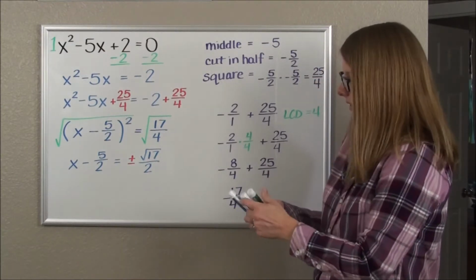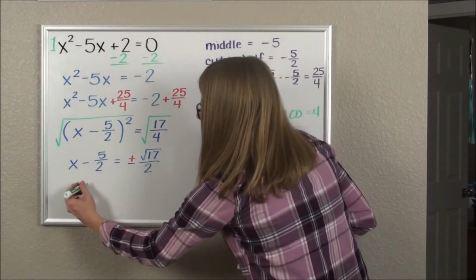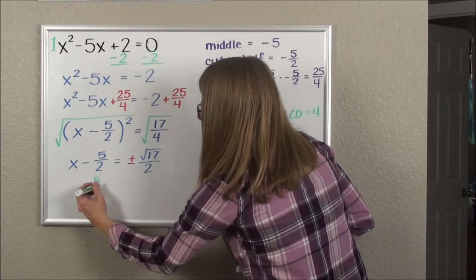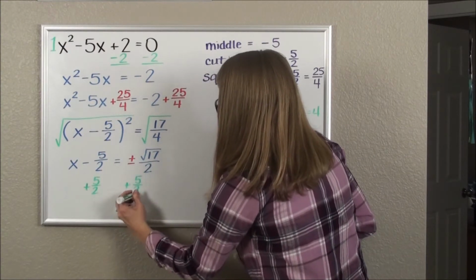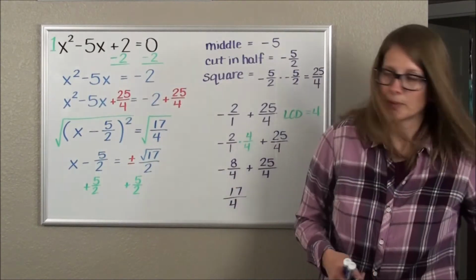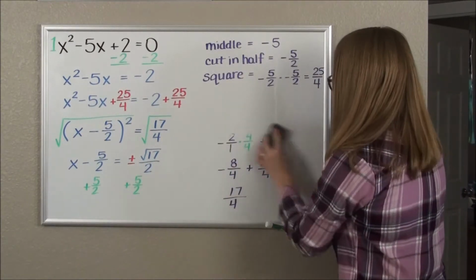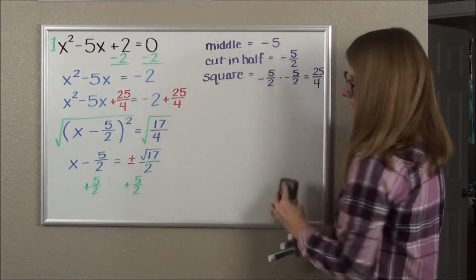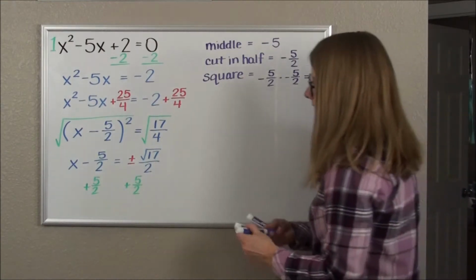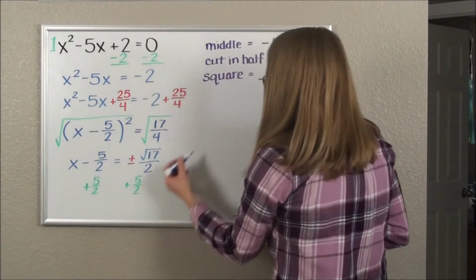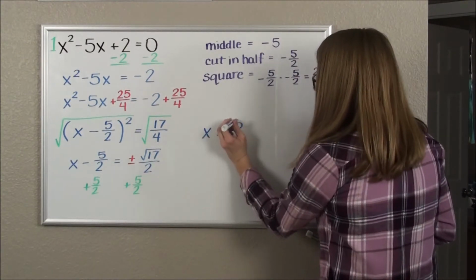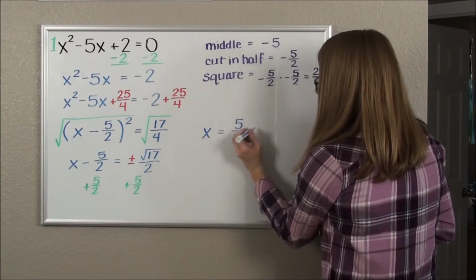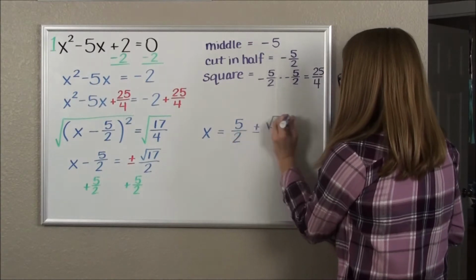So now what I need to do is relocate this constant. I'm going to add that 5/2 to both sides. I'm running out of room here, so I'm going to erase some of our fraction work. And now that I've relocated that constant, I'll have x by itself. I'll put that relocated number first, followed by the plus or minus stuff.